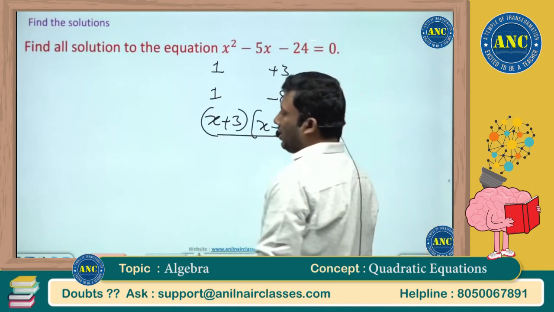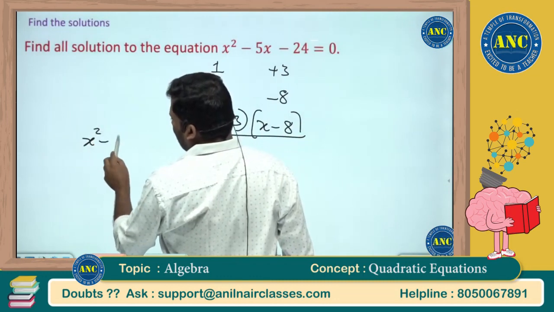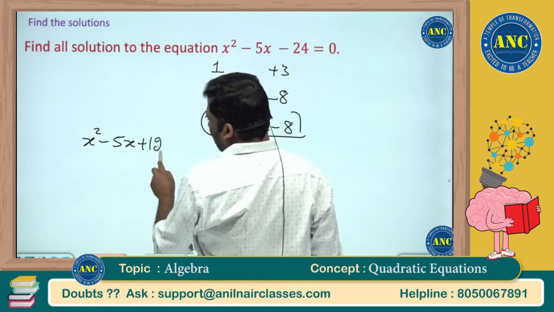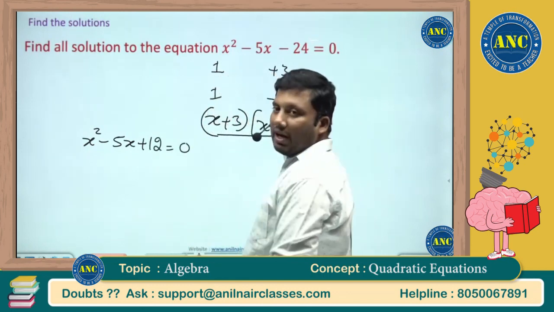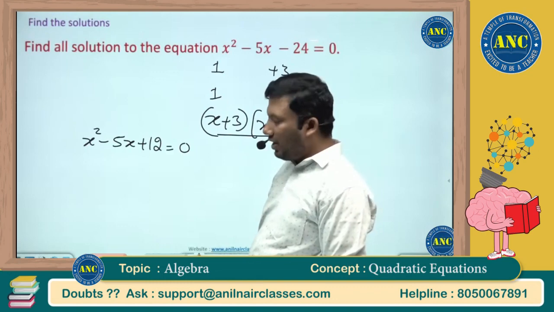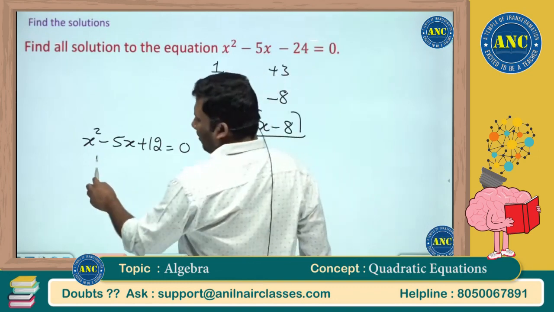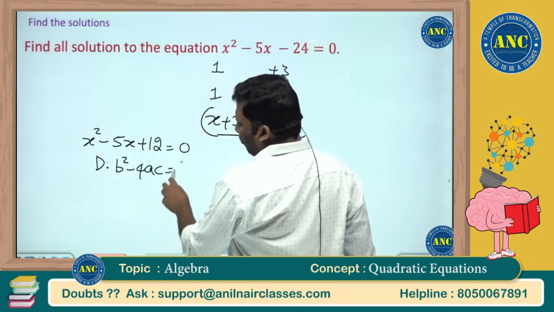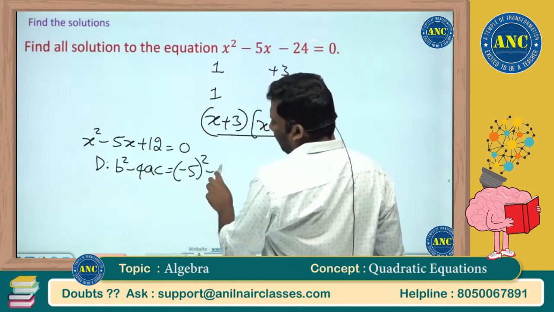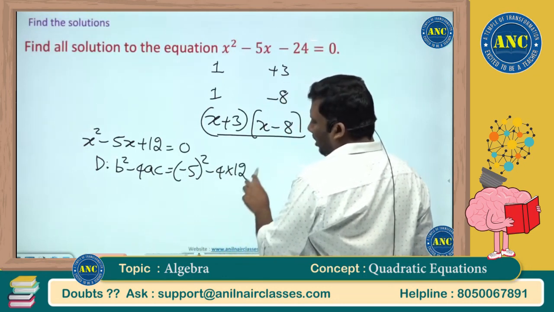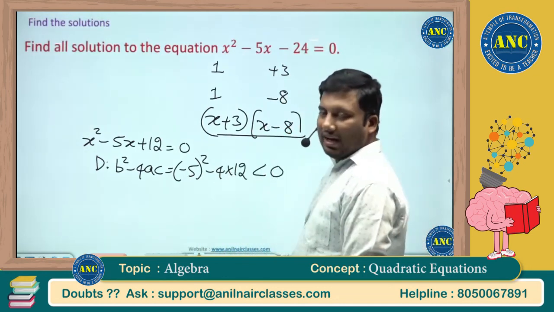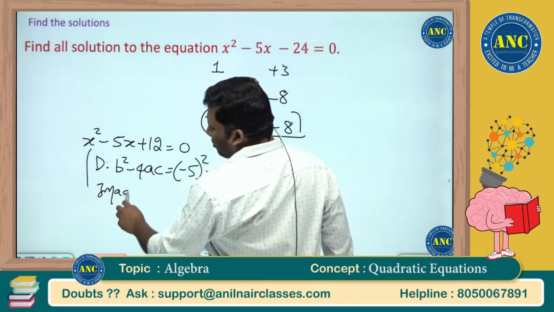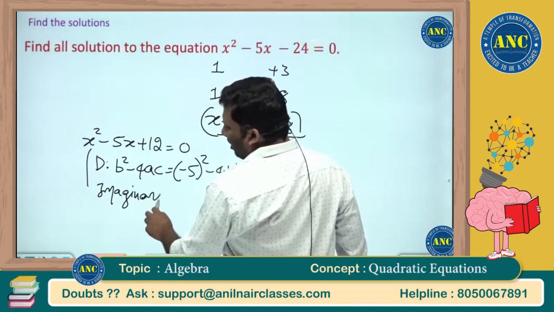These also can be written. So what I will do is, for example, I will take x square minus 5x plus 12 equivalent to 0. If you observe this equation, the discriminant is given by b square minus 4ac, which is minus 5 square minus 4 into 12, 25 minus 48. It is less than 0. That means roots for this equation are imaginary.